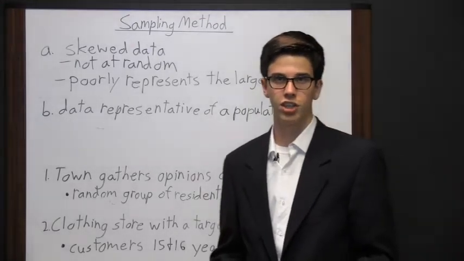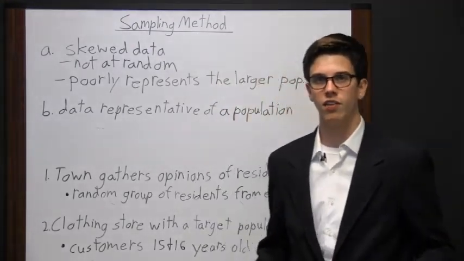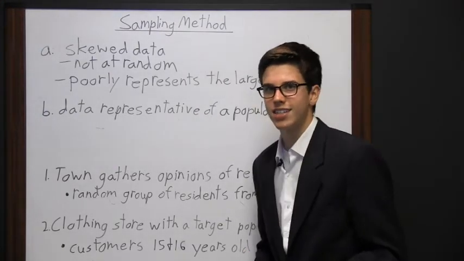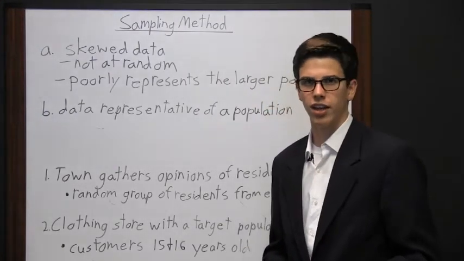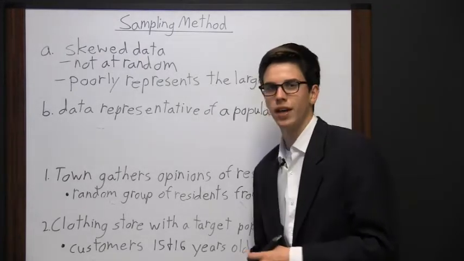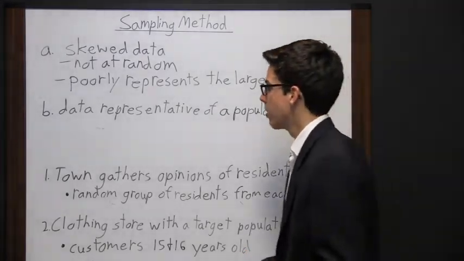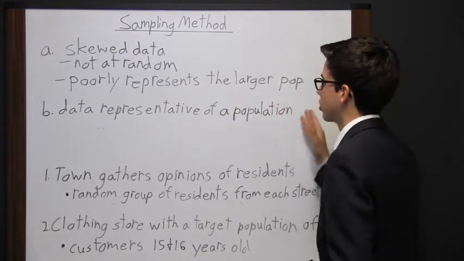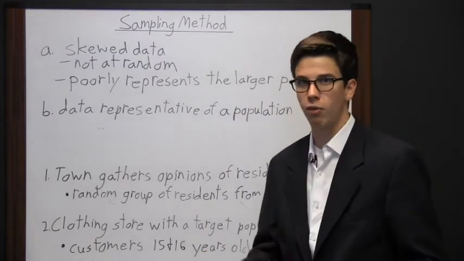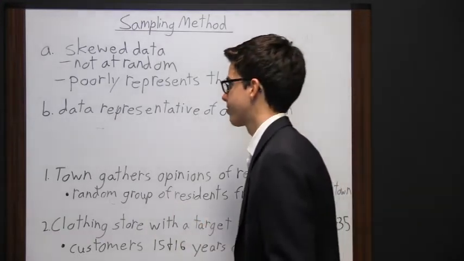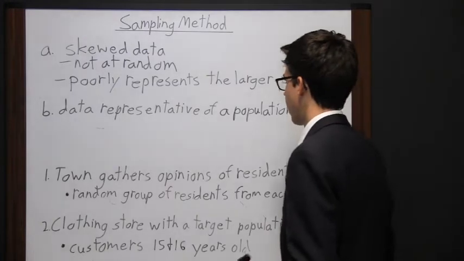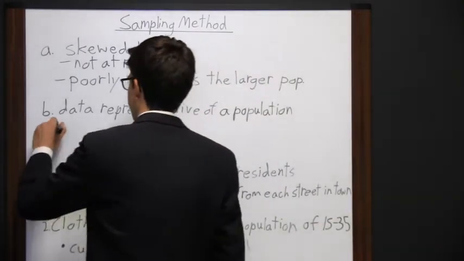Like, say, for example, that you're interviewing everyone in the United States of America. Well, what could happen is that you only interview people in Nebraska. And so you may pick people at random within the state of Nebraska, but you're leaving out the other 49 states. And so it's poorly representing the larger population because you're not getting people from all different areas of the U.S.